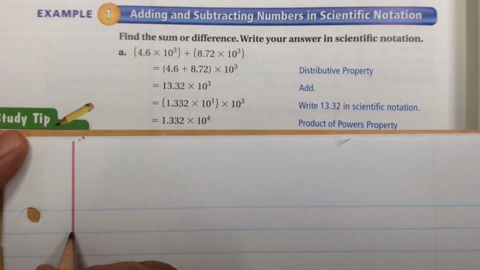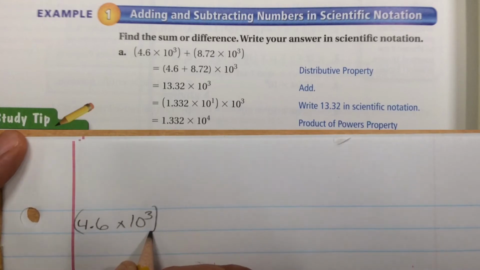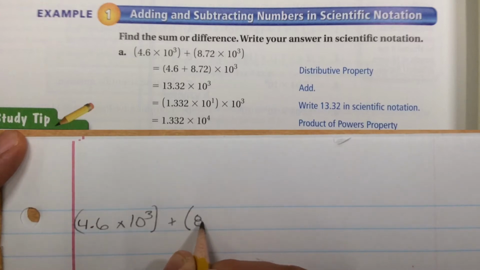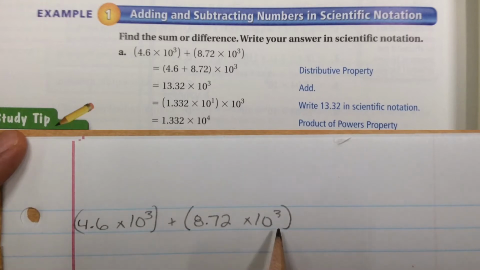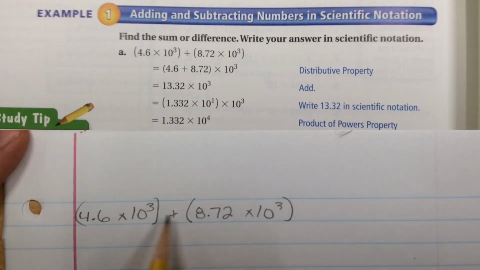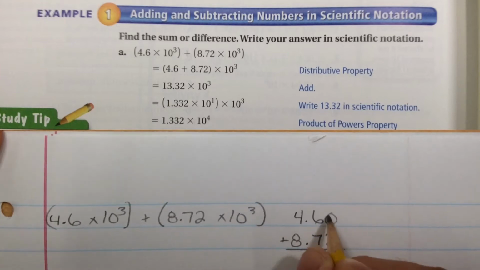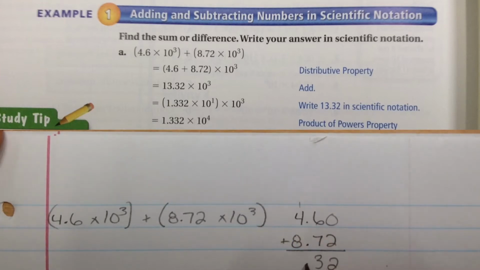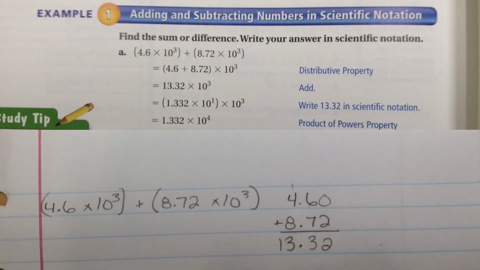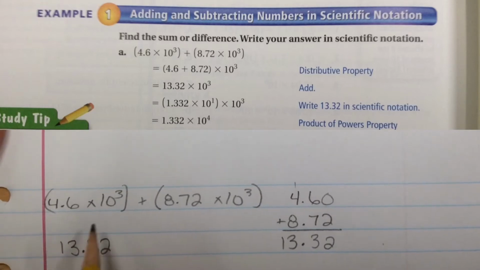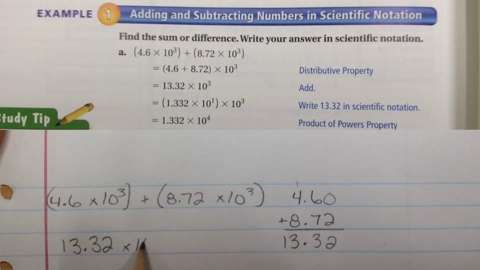They have 4.6 times 10 to the third plus 8.72 times 10 to the third. Oh, well, that's nice. Same power of 10. So you just add the factors. 4.6, 8.72, and 13.32. So you have 13.32, and the power of 10 stays the same, times 10 to the third.